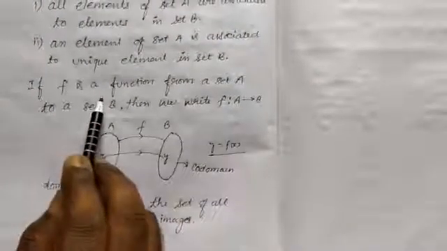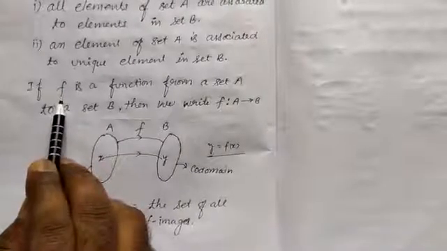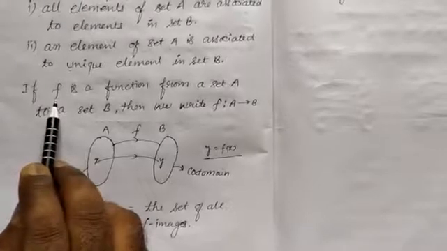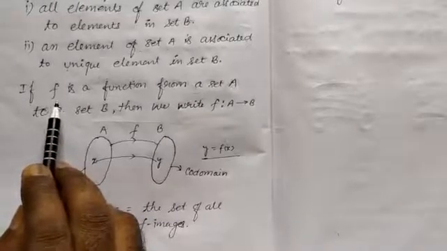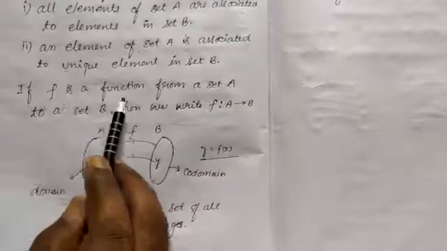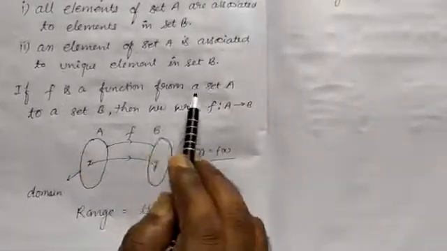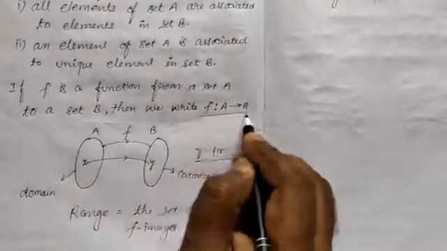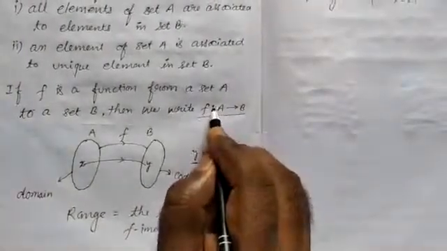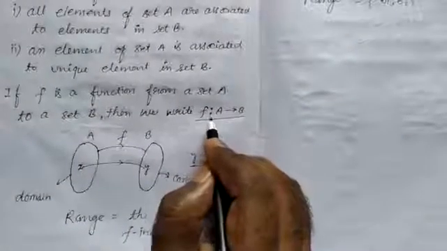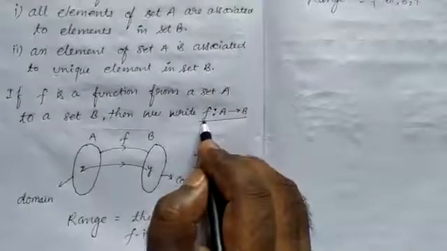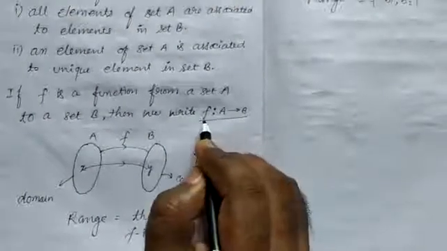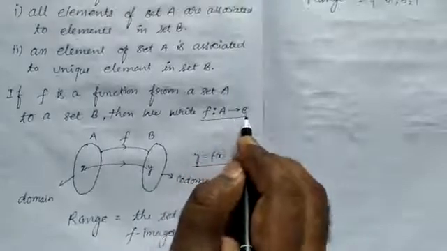If f is a function, this is a rule of association. It is represented by the letter f or any letter you can use, g, h, etc. F is a function from set A to set B. Then we write f maps from A to B. We read it as f maps from A to B. F is a function from A to B.